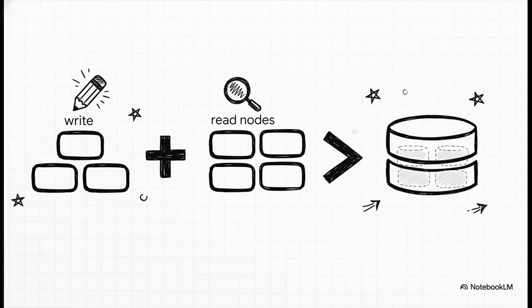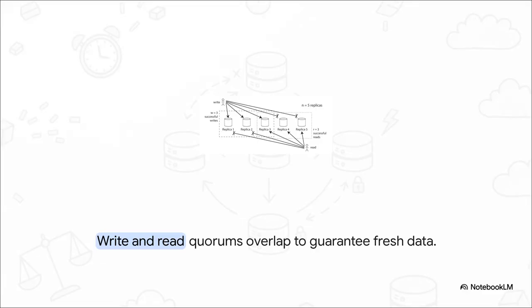Well, to guarantee we always read the most up-to-date information, we rely on this really simple arithmetic rule. The number of nodes we write to, that's W, plus the number of nodes we read from, R, must be strictly greater than the total number of nodes, N. This is the whole concept of quorum reads and writes. And visually, it's so easy to prove why that formula works.